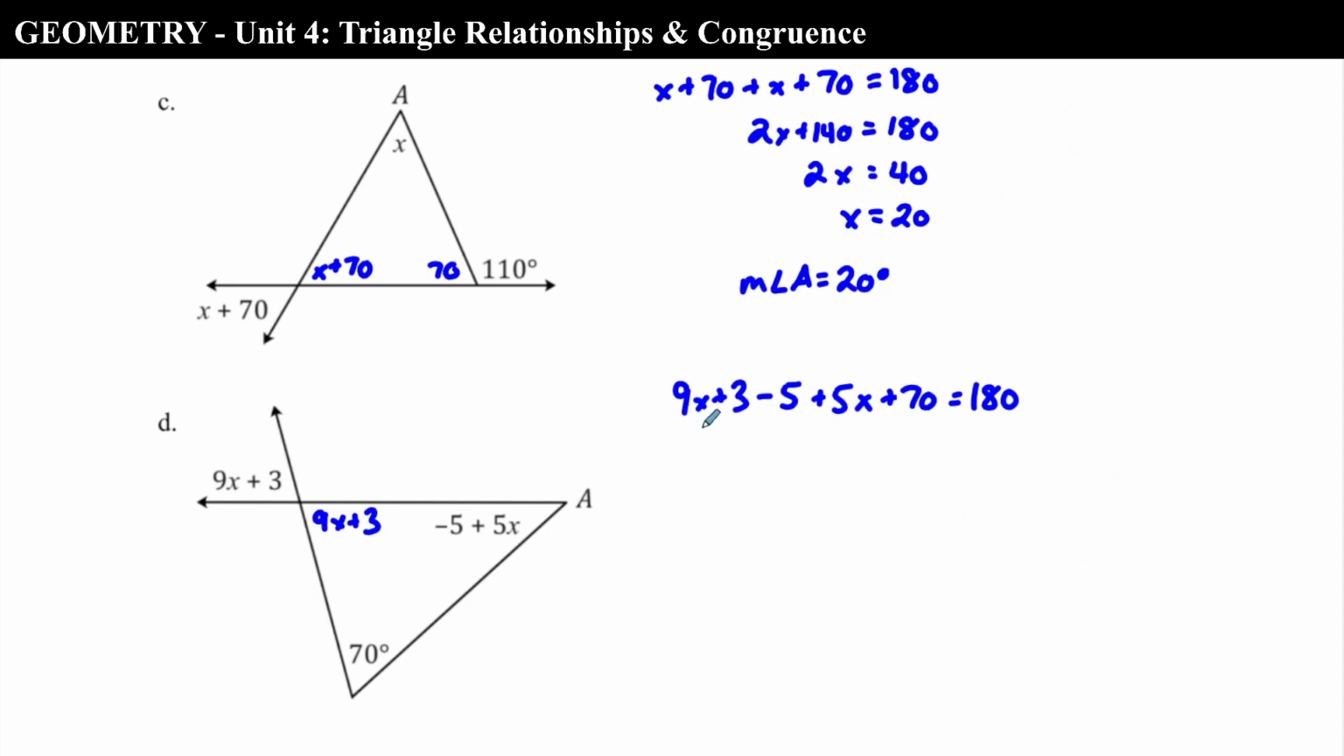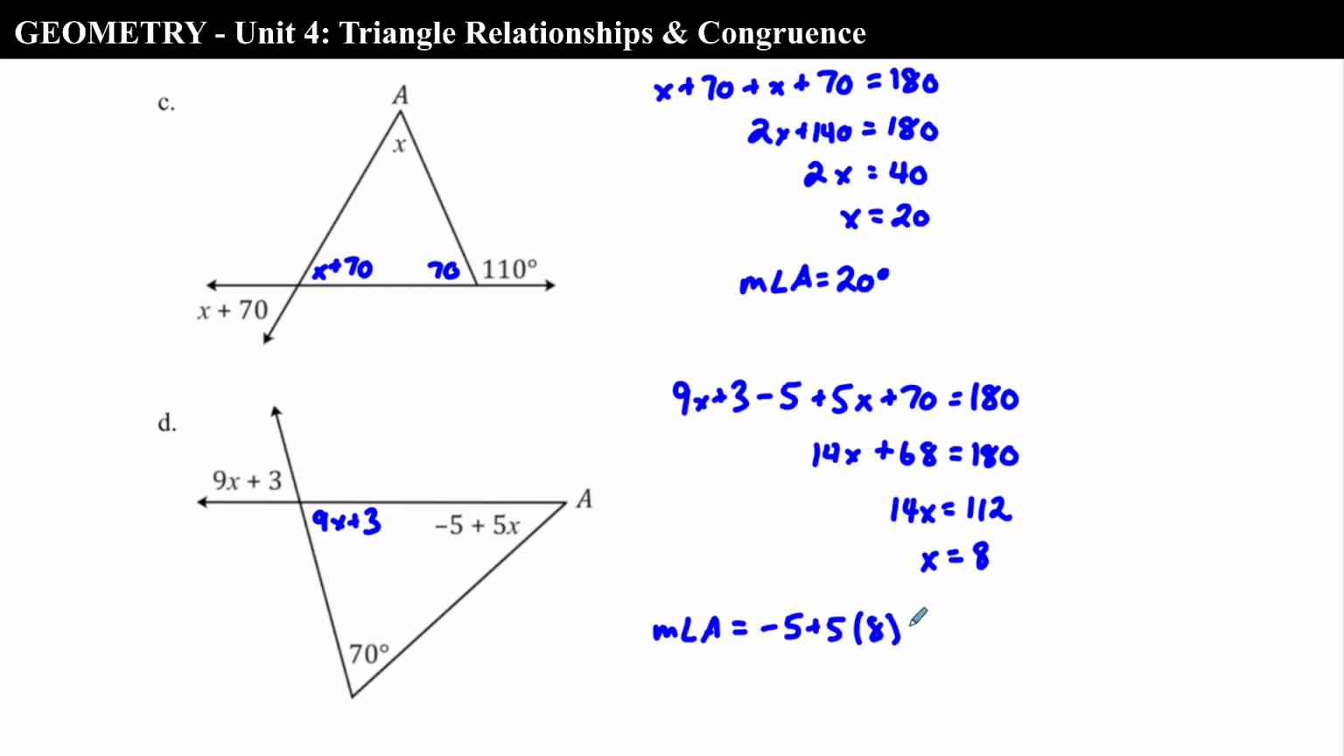So 9x plus 5x gives us 14x. 3 minus 5 gives us negative 2. 70 minus 2 gives us 68. Subtract 68 from each side, we get 14x equals 112. Divide each side by 14, and we get x equals 8. So the measure of angle A is going to be negative 5 plus 5 times 8, which is going to be 35 degrees.